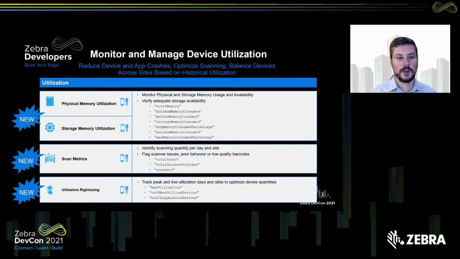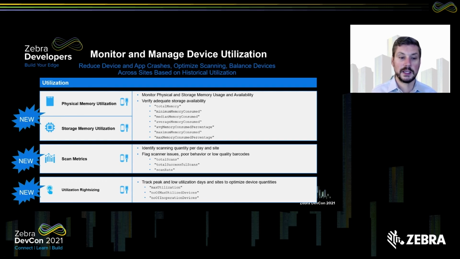So the last group of APIs I wanted to focus on, all of which are new, are again focusing on the utilization. When we look at the RAM and the storage that's there, this is actually a pretty common cause of app crashes and device reboots. So monitoring and managing how much memory is being used, how much is available, can help out with that. With the storage memory, understanding the size of the partition, how much is full, can help you prevent some of those crashes that we see in the field.